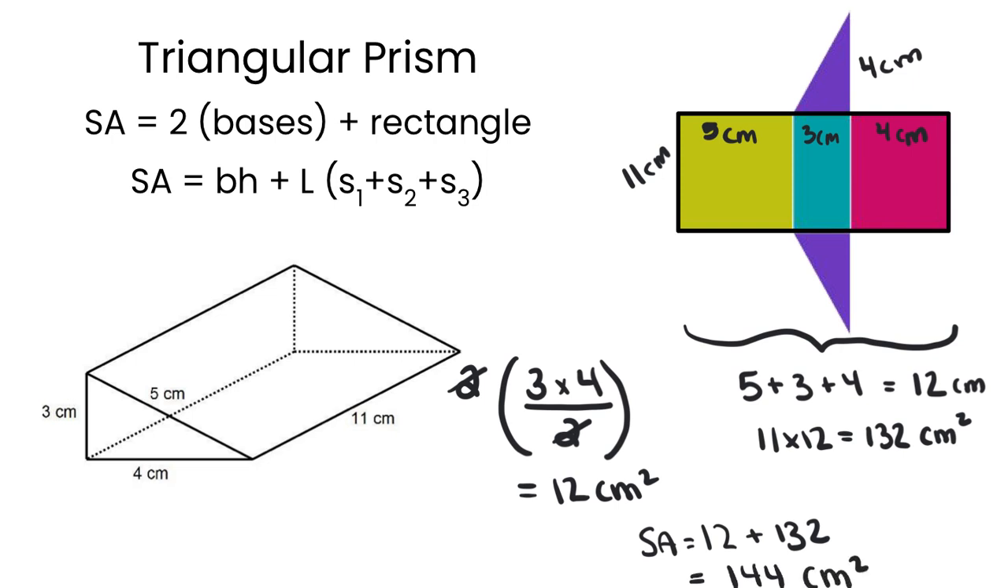So if you come up and look at the formula I've given you, it's in really two parts. So triangular part, and then the large rectangle would be right here. So essentially all you're doing is multiplying the base times the height to get the area of the two triangles, and then multiplying the length of the prism by the 3 sides of the triangle to make one big rectangle.